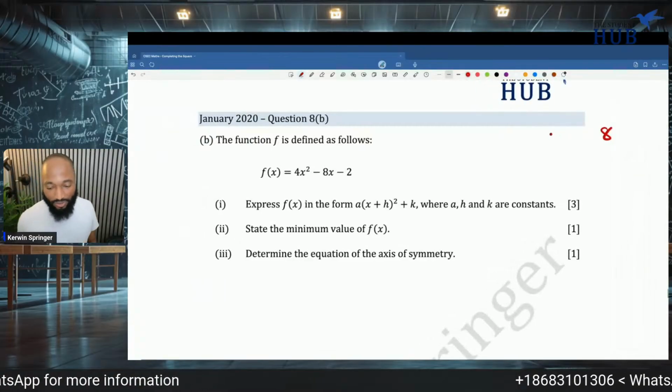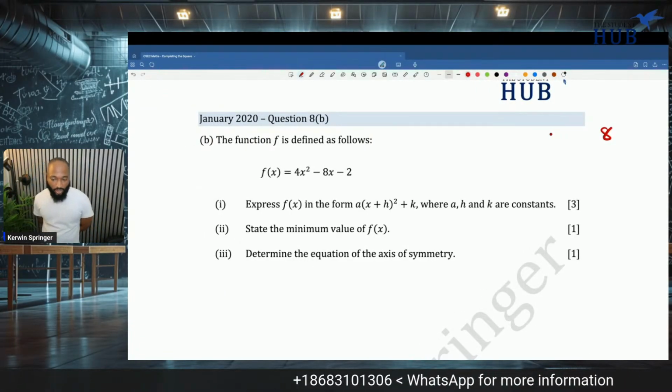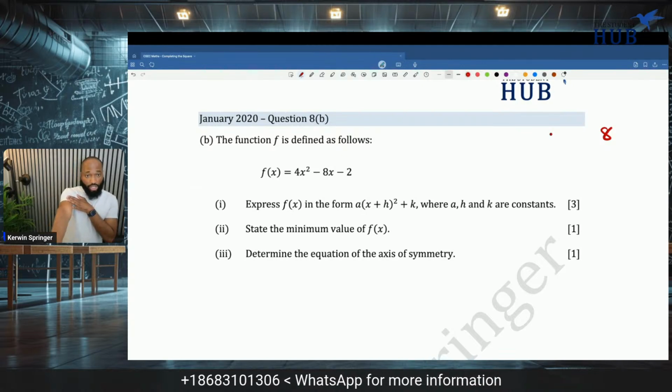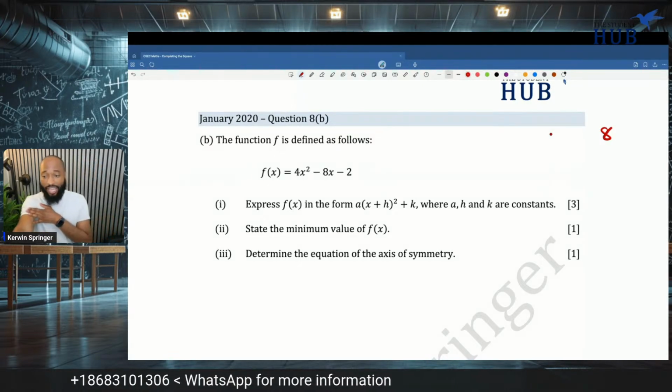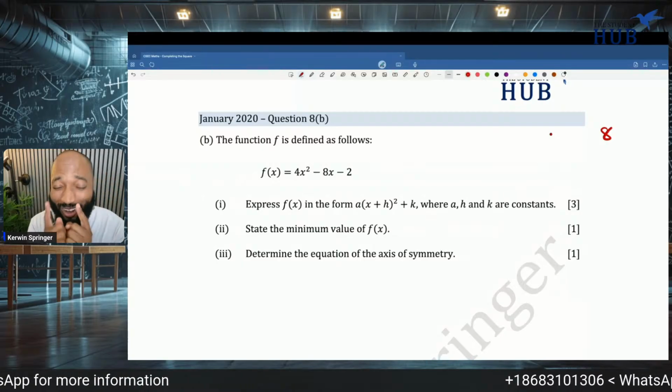So the function f is defined as follows. 4x squared minus 8x, expressed in the form, so we need to complete the square theory. So traditional, straightforward. If this comes in the exam, I want not a soul in my class to get this wrong.